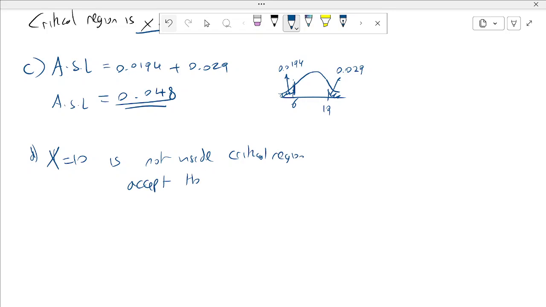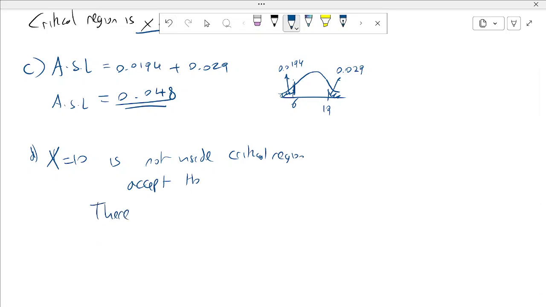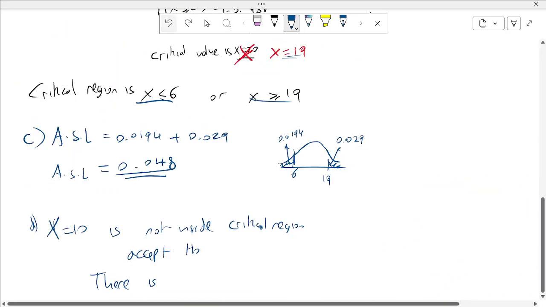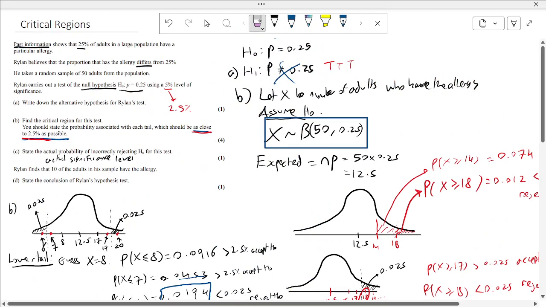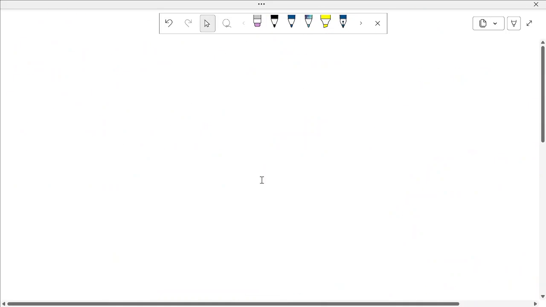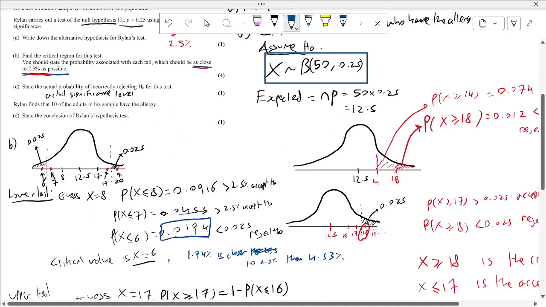And then let's write conclusion in context. Your conclusion in context is there is or there is not sufficient evidence. Because I'm accepting H0, I'm accepting that it's 25%. So I'm saying there is no evidence or not sufficient evidence that it's gone anything different than 25%. So my conclusion is there is not sufficient evidence.